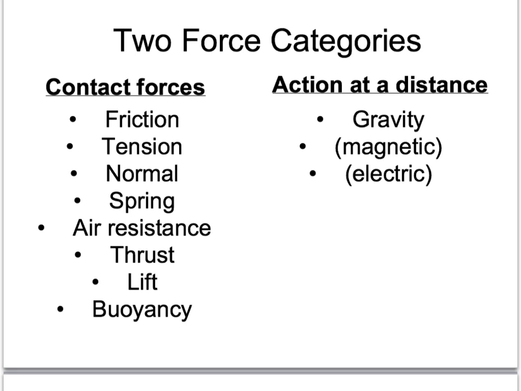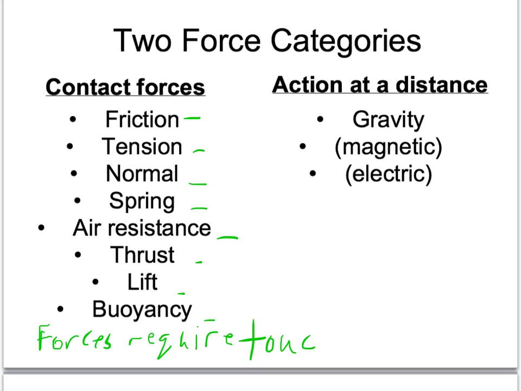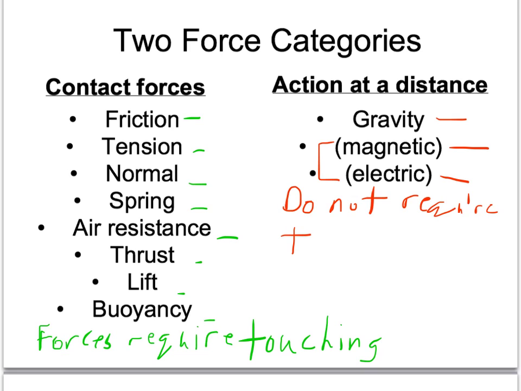In general, there are two categories of forces. Contact forces, like friction, tension, normal force, spring, air resistance, thrust, lift, and buoyancy. These are all forces that require touching. So things have to be touching in order for these forces to happen. However, there are other forces called action at a distance forces, like gravity, the magnetic force, and the electric force. These two we'll study later. But these do not require touching.